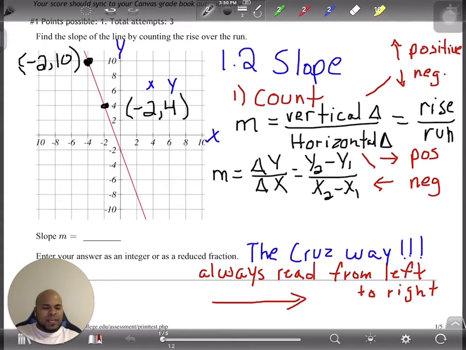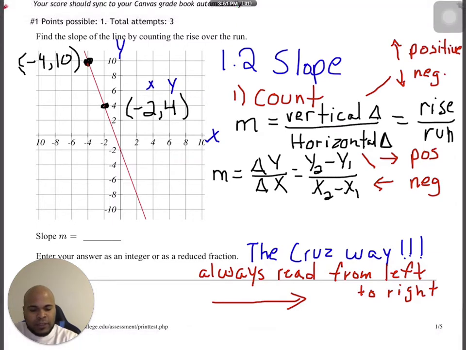Let me explain what I mean by vertical change and horizontal change. In this problem, when I look at the top point, -4 comma 10, how many units do I need to move down to reach my other point? Well, be careful because my graph is going up by twos. It's not going up by ones. So I'm going to have to move 1, 2, 3, 4, 5, 6 units down.